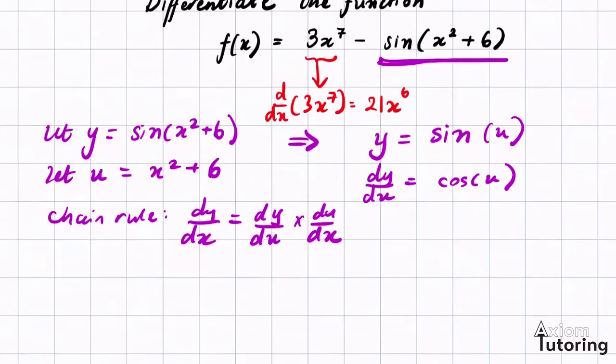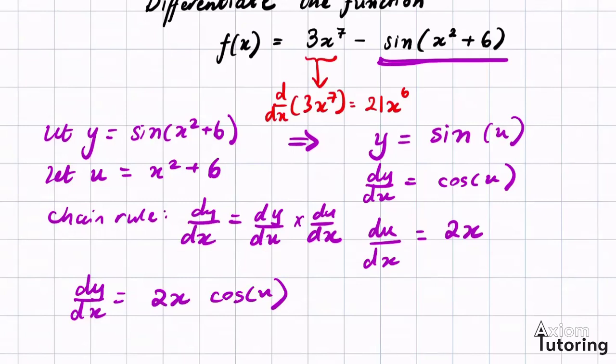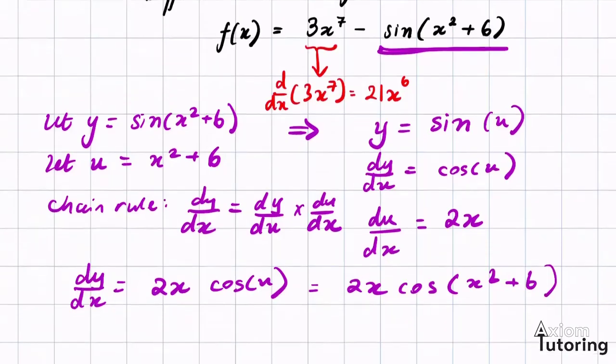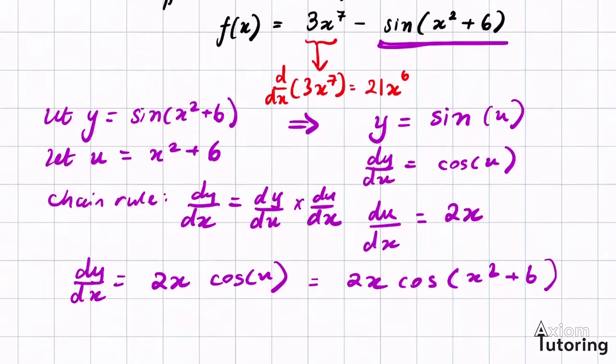And we also need to differentiate u with respect to x. Now, if u is x squared plus 6, then we can simply differentiate u with respect to x, and it will be equal to 2x. Okay? And so now we can substitute these into the formula for our chain rule. And so dy over dx is equal to dy over du, cos of u, times 2x. So write that as 2x cos of u. But again, we want it all in terms of x. So we want to substitute in u equals x squared plus 6. So that's equal to 2x times cos of x squared plus 6. And so now we've differentiated our second term up here.